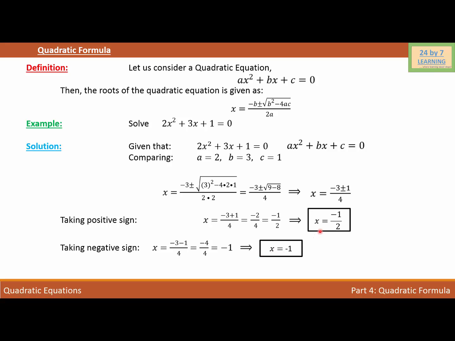So x is equal to negative 1 over 2 and x is equal to negative 1. These are the two roots for this quadratic equation, 2x squared plus 3x plus 1. And this is how we use the quadratic formula to solve a quadratic equation.